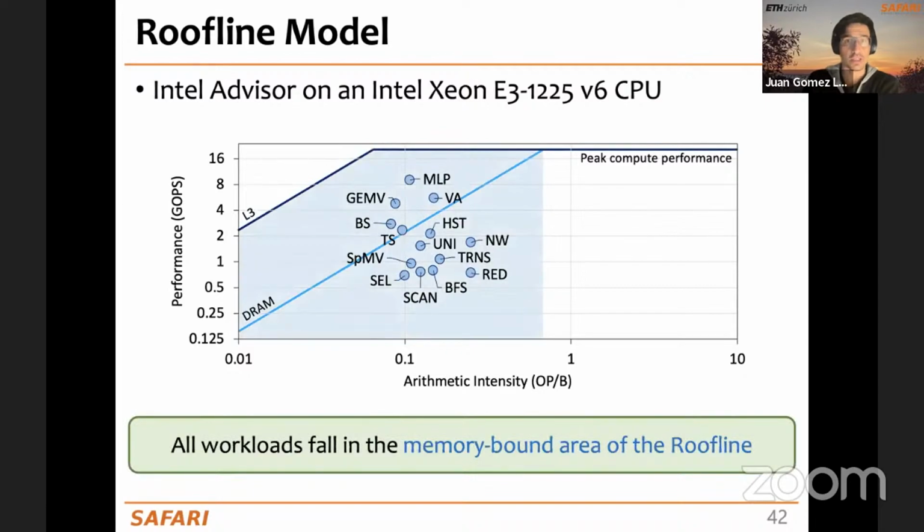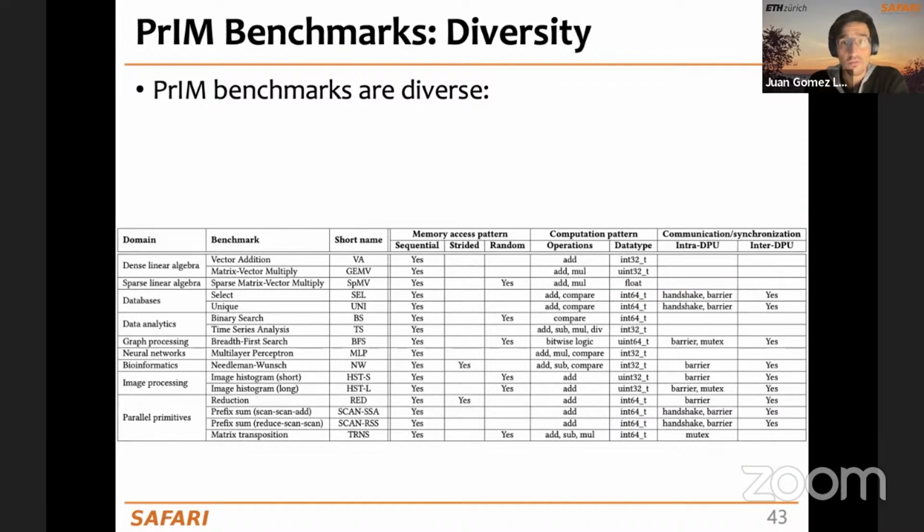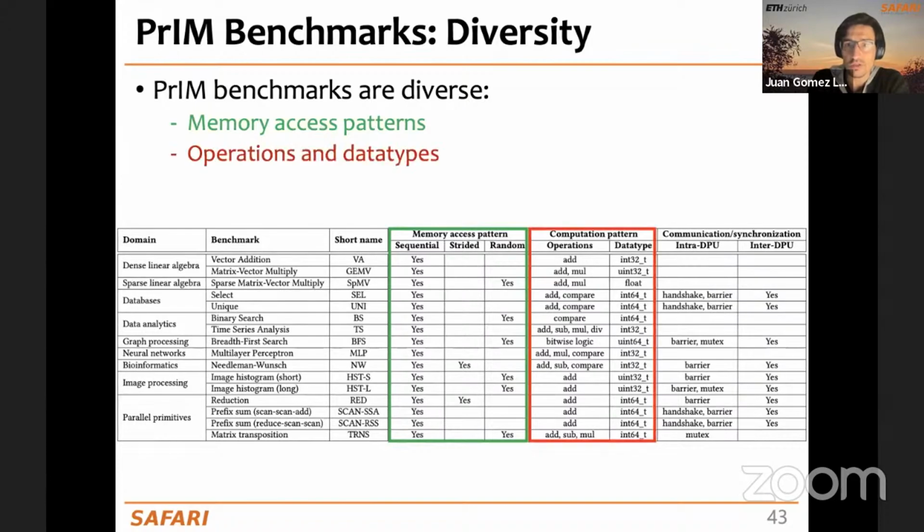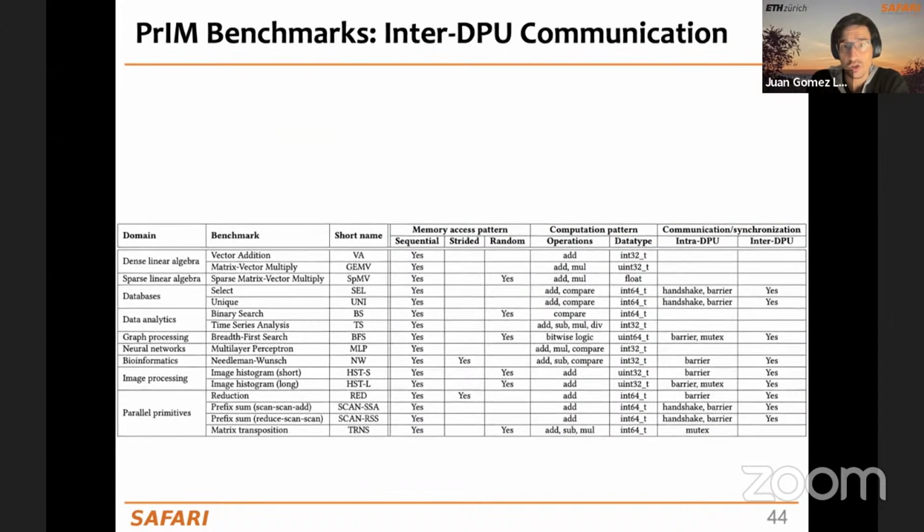What I want to show you today is that all these workloads are memory bound in a conventional processor-centric system. We use the roofline model to characterize these workloads on a CPU, and as you can see, all the workloads fall in the memory-bound area of the roofline. Also, these workloads are very diverse. Observe that today we have talked about different ways of communicating between tasklets inside the same DPU, and also different ways of communicating across DPUs. All these patterns are present in the PrIM benchmark suite. We have different memory access patterns like sequential, strided, and random. We also have different types of operations and data types for the different benchmarks, and different communication and synchronization needs.